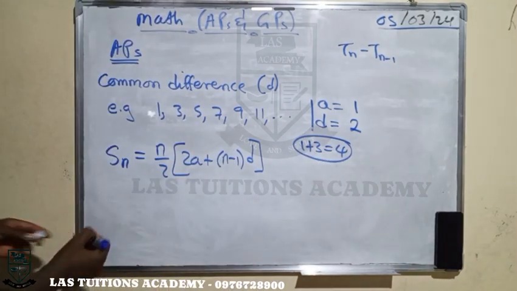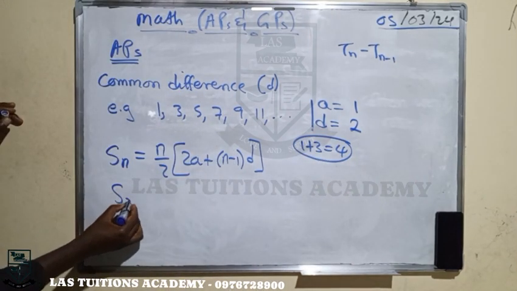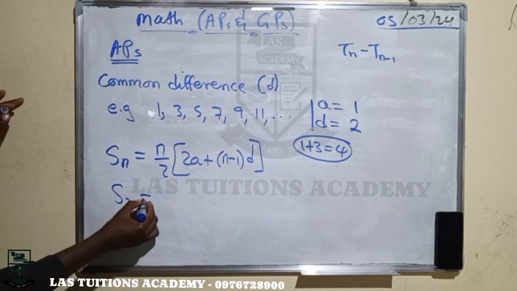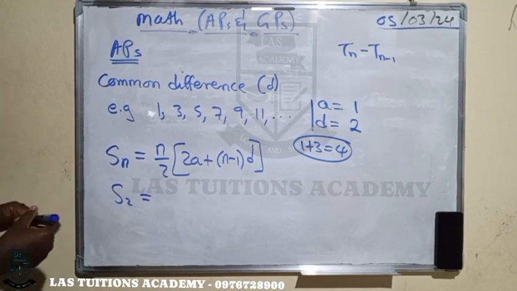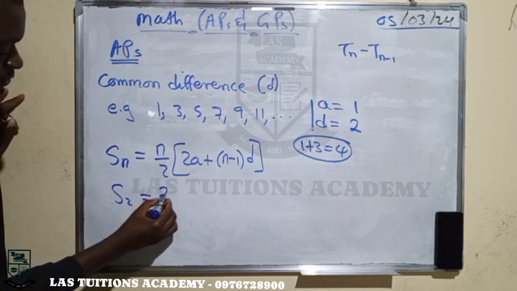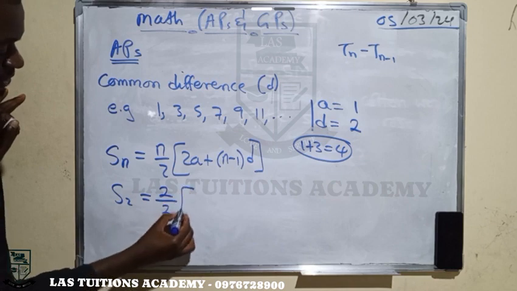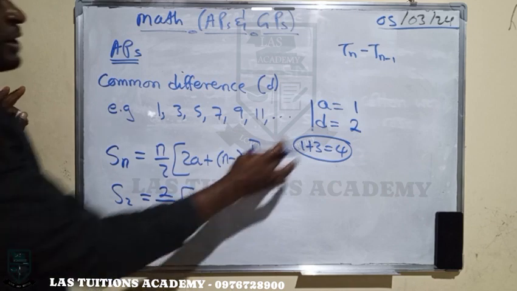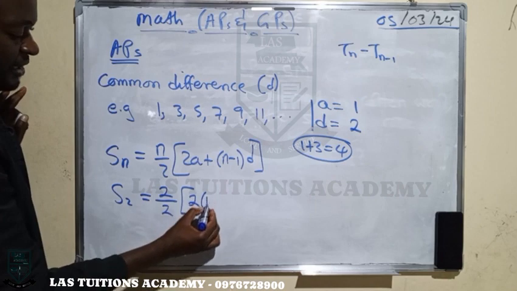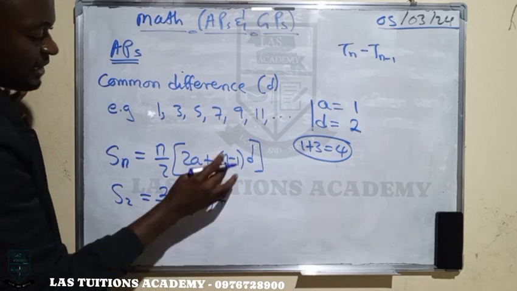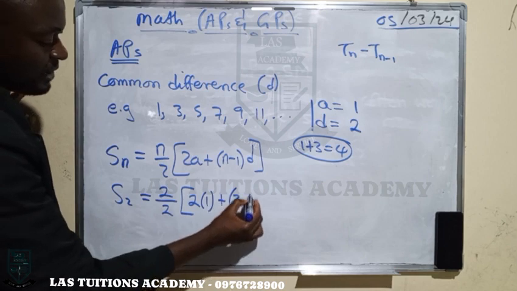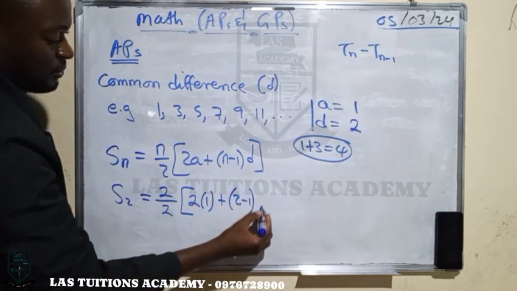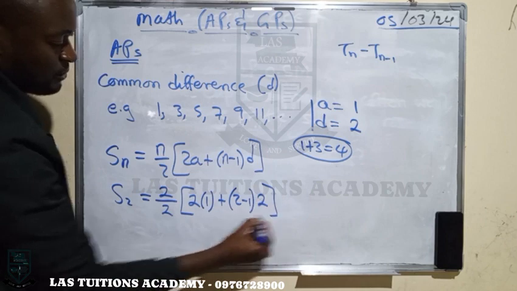So we are finding the sum of 2 terms, so here the n is 2. Wherever there is n, we're going to replace it with 2. So here where there is n, we put 2 over 2. Our a is 1, so we have a, which is 1, plus our n is 2, so I'm going to say 2 minus 1. Then our d is 2.